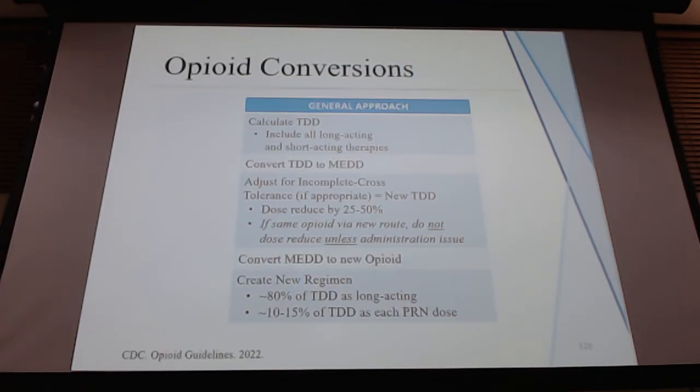This next slide is exactly what we just did, but factoring in the fact that we're going to go to something else. Okay, so we're going to need to dose reduce. So this says first we calculate how much are they on. Then we convert that to how much morphine they would be getting. Then we need to dose reduce for that cross tolerance. Then we need to go to our new opioid. Okay, this slide makes it sound so much harder.